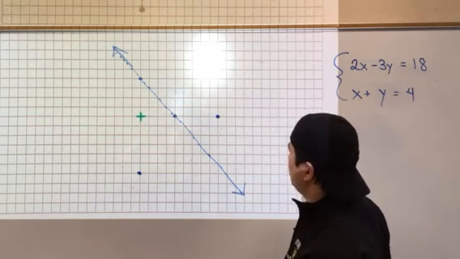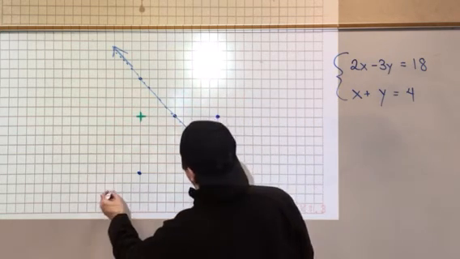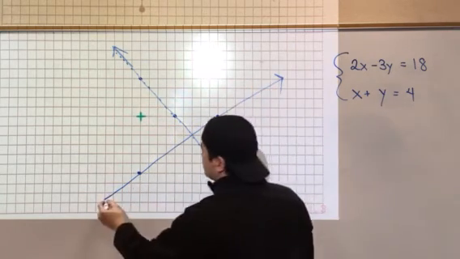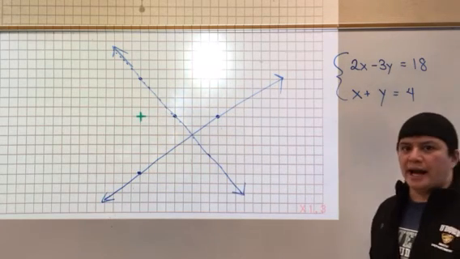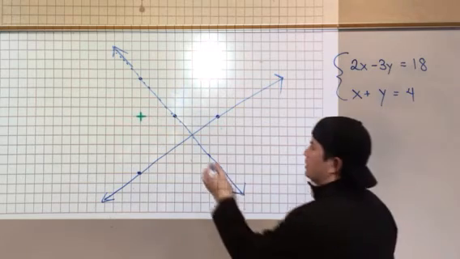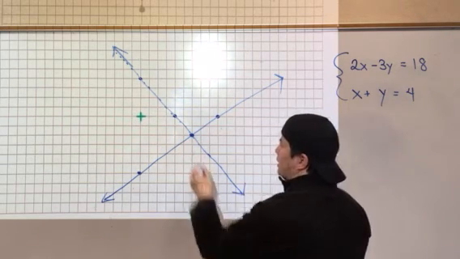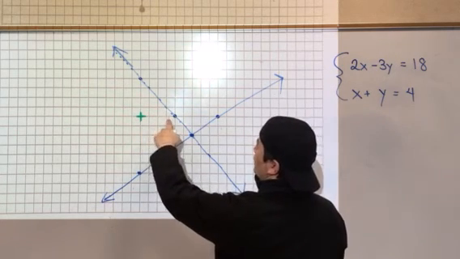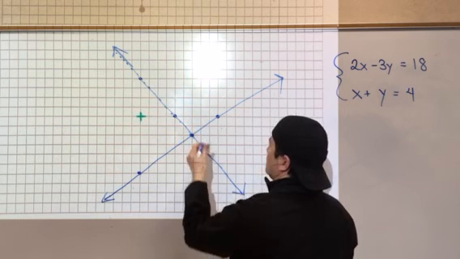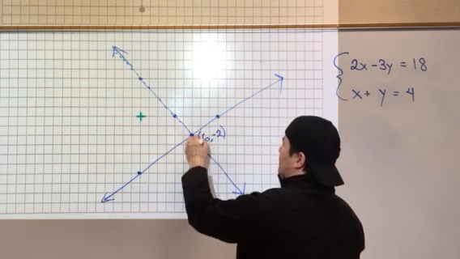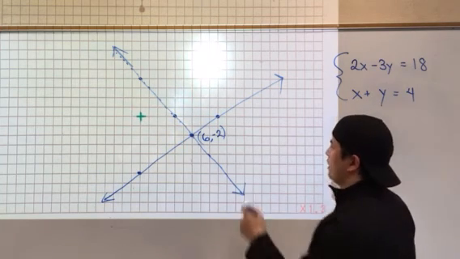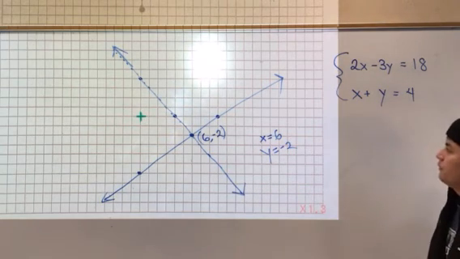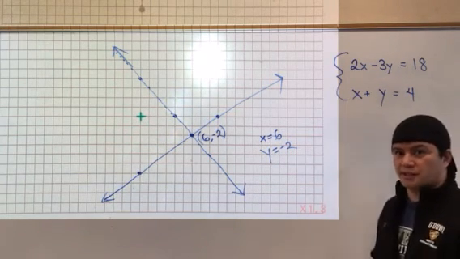Okay. So at this point, I'm going to draw my line through these two points. And you can see they actually intersect at a particular point. The point of intersection is right here. Let's take a look at the coordinates for that point. 1, 2, 3, 4, 5, 6, and 1, 2. This is at (6, -2). So when x is equal to 6 and y is equal to negative 2, I should have a solution to my system of equations.